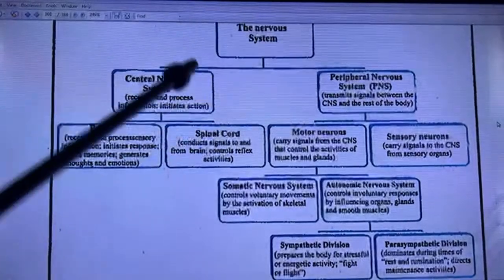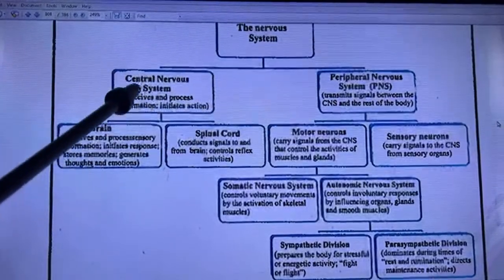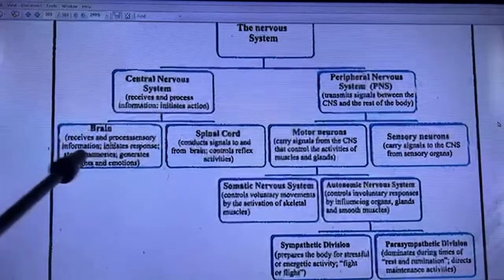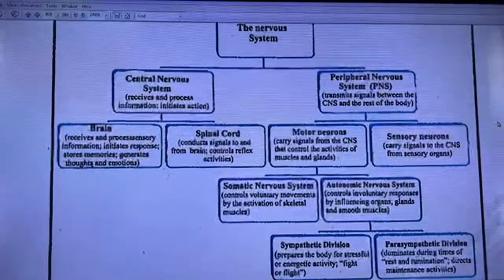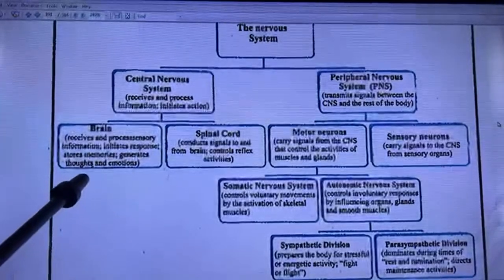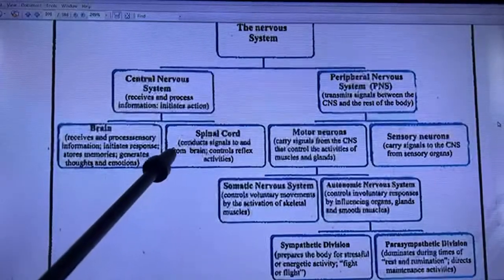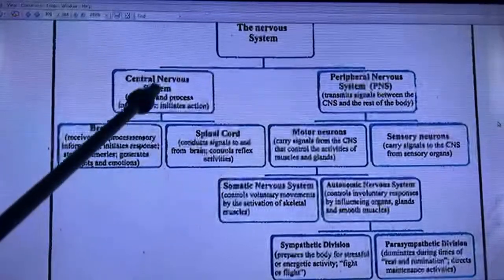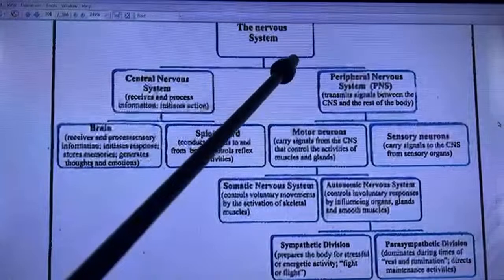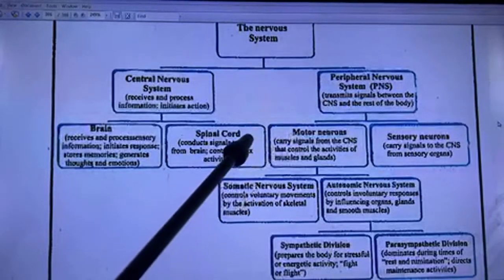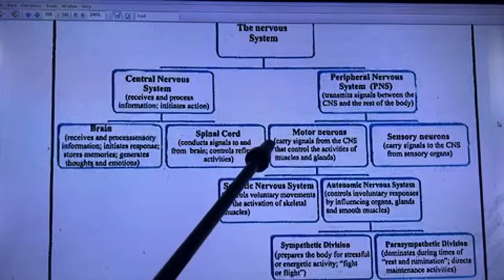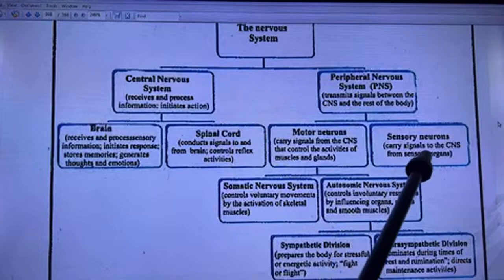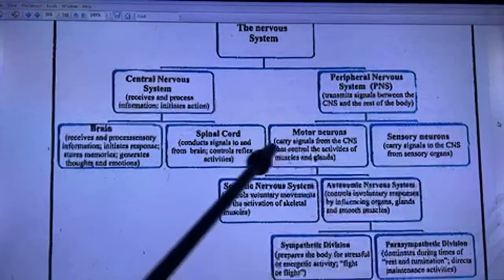Nervous system. Central nervous system receives and processes information and initiates action. Brain receives and processes sensory information, initiates response, stores memories, generates thoughts and emotions. Spinal cord conducts signals to and from the brain, and controls reflex activities. Peripheral nervous system. Motor neurons carry signals from the central nervous system that control activities of muscles and glands. Sensory neurons carry signals to the central nervous system from sensory organs.